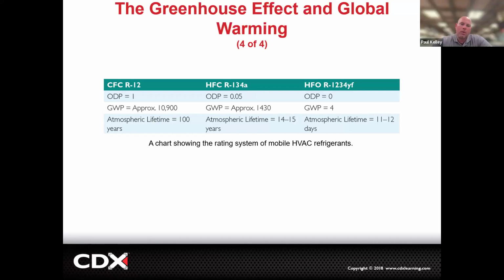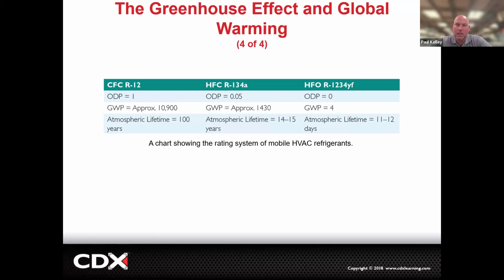Cool. Now, here's where I don't totally agree with the splitting hairs. We had a global warming potential of, remember, 10,900. We got it down to 1,430. R1234yf is 4. That's a pretty big improvement. I gotta admit, I don't know if it's worth 10 times the price, but it's a pretty big improvement. And it doesn't matter if I think it's worth 10 times the price. It's into legislation. You can't get R134a. They can't make R134a.